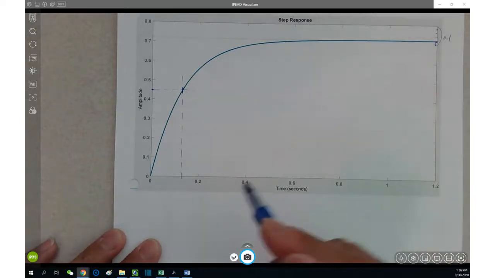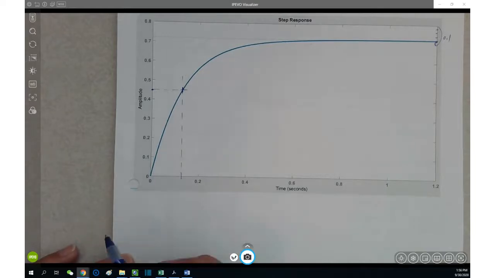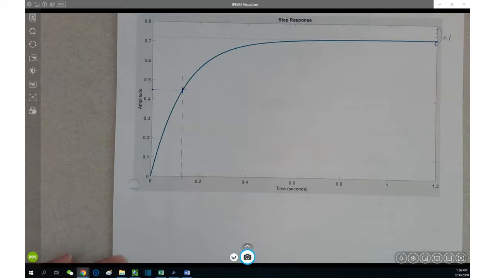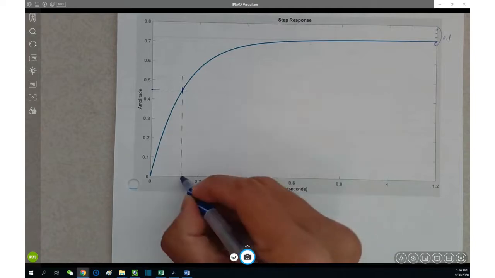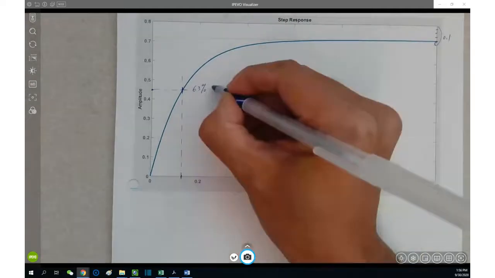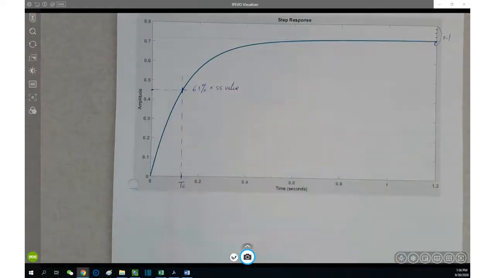Now once again, it's time for you to estimate how much this is. I have to admit this is a little bit hard to estimate, but any value you can have. We already got it. This is 60% of the steady state value. The corresponding time is nothing but t sub c. So this t sub c is equal to 0.12. 0.12, in my opinion, is fair.